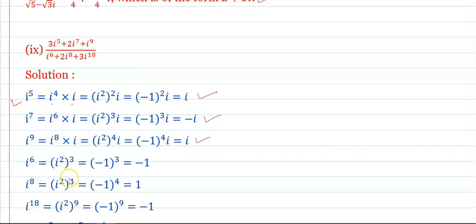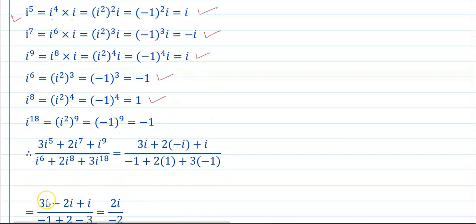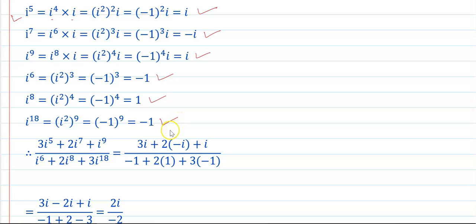i raised to 6 means i square bracket raised to 3. I square is minus 1. Minus 1 raised to 3 gives minus 1. i raised to 8 means i square bracket raised to 4. Minus 1 raised to 4 gives 1. i raised to 18 means i square bracket raised to 9. Minus 1 raised to 9 gives minus 1. In this way, you can substitute the values.